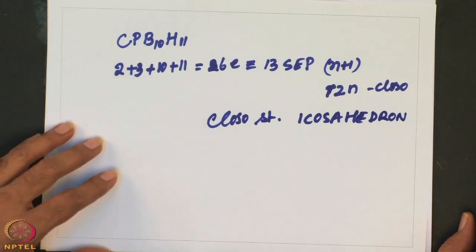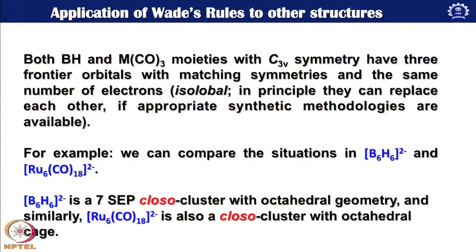Okay. So, this is how you can count and arrive at the structures of mixed boron hydrides. So, Wade's rule can also be applied to a wide range of other clusters of main group and transition metals. Okay. And then another thing is both BH and M(CO)3 moieties with C3v symmetry have 3 frontier orbitals with matching symmetries and the same number of electrons available. So, that means for example, if we have B6H6 2 minus and Ru6(CO)18 2 minus, we can consider both of them having similar structure.